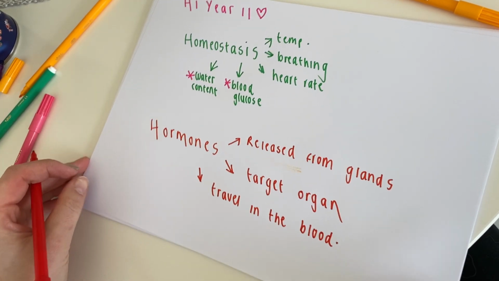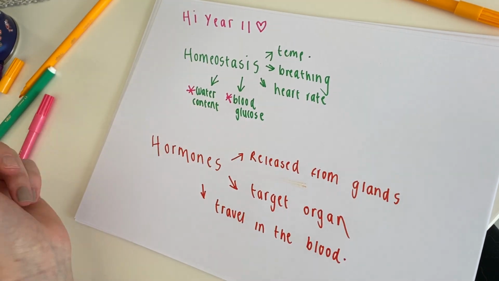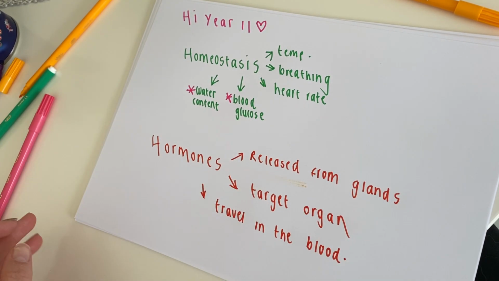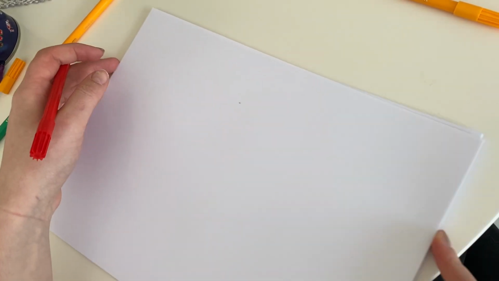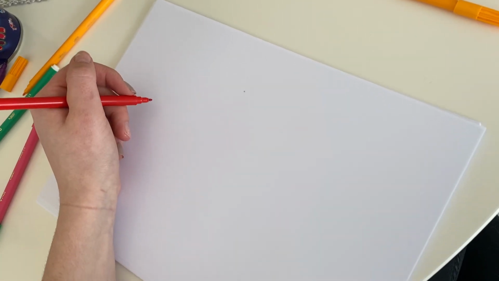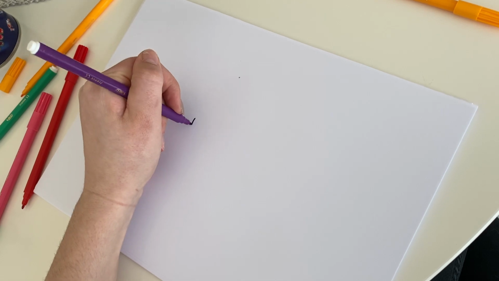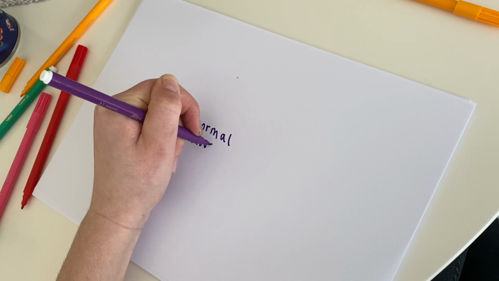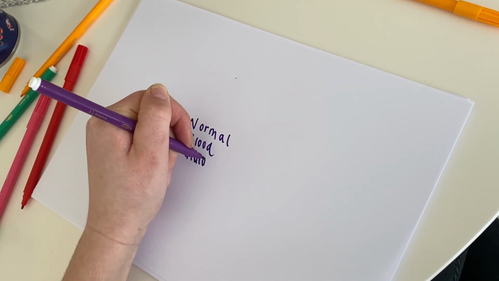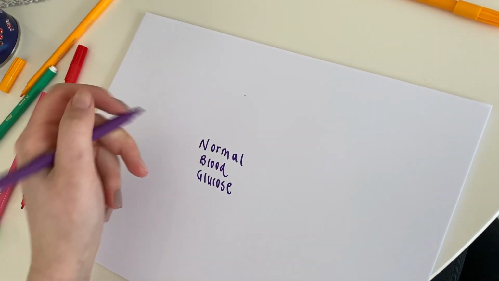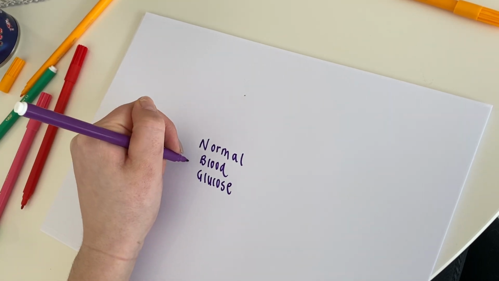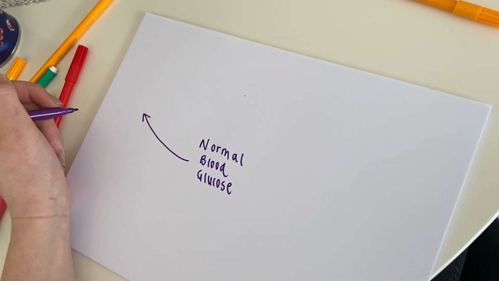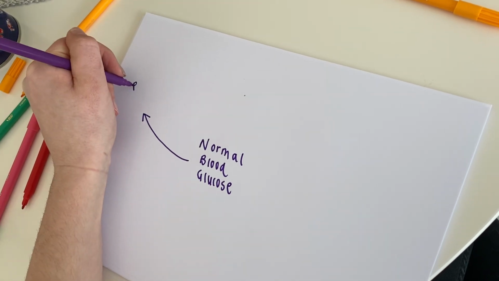Now, we're going to look in this video at one specific type of homeostasis, and that is to control the blood glucose levels, and then the hormone that carries that out. Okay, so we have got a blood glucose level that is normal, that our blood glucose level should be at. So we're going to put that in the centre, so normal blood glucose. Now, at times, your blood glucose level will increase. For example, if you've eaten something, blood glucose level will go up.